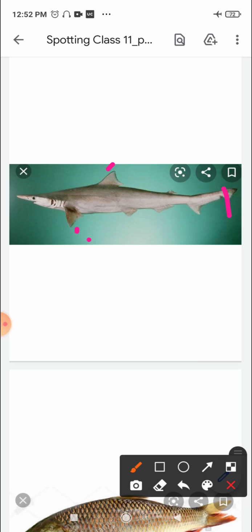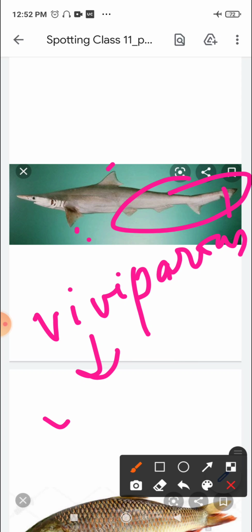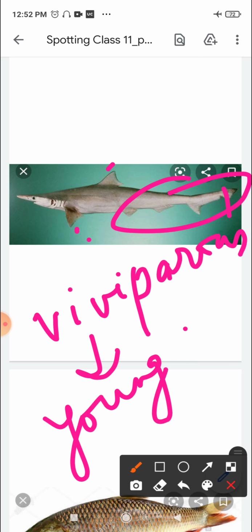Then sexes are separate. The males have claspers in the pelvic region, right? Claspers are a kind of structures present in the pelvic region. This lower part would be the pelvic region. These claspers found in the males are the copulatory organs. Sharks are viviparous. What does viviparous mean? They give birth to young ones, right? That is why they are viviparous.